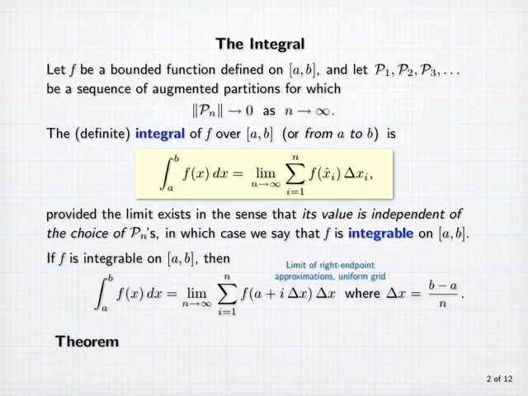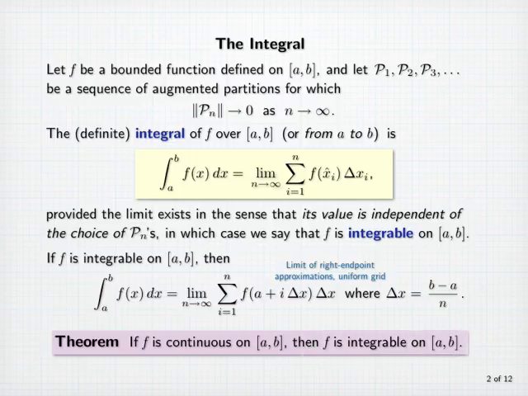We'll now state an important theorem. If f is continuous on the closed interval AB, then f is integrable on the interval AB.